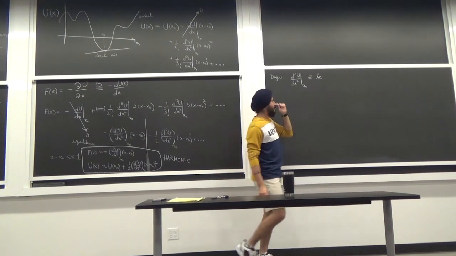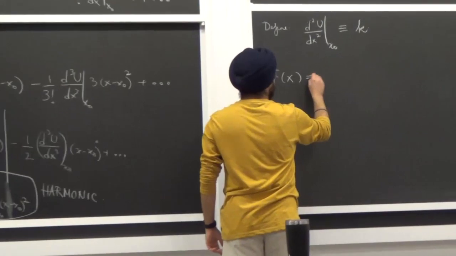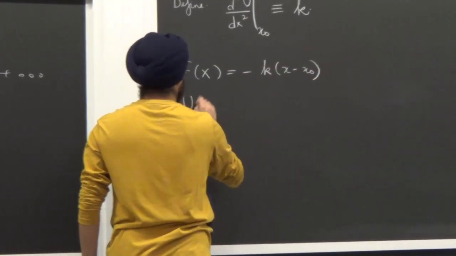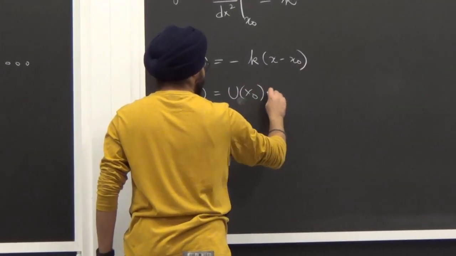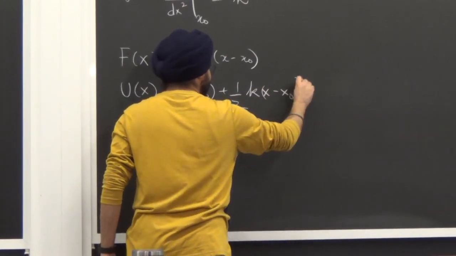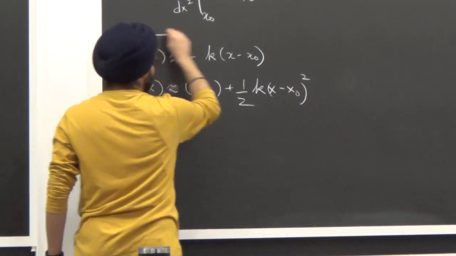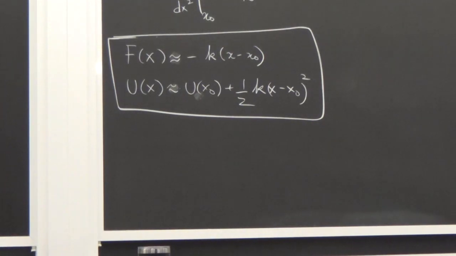Okay? That's implying k. In that language, f of x is minus k times x minus x naught, and u of x is u of x naught plus 1 half k times x minus x naught squared. Again, these are approximations. In the harmonic approximation, now this should look familiar. Simple harmonic motion.